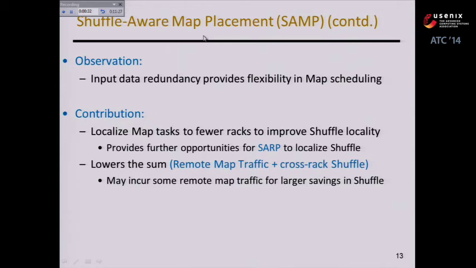Once we can do that, we can not only reduce the remote map traffic, but also improve shuffle locality. Our target here is to reduce the sum of remote map traffic and cross-rack shuffle. In some cases we may incur more remote map traffic compared to our baseline, but overall we reduce the cross-rack traffic.